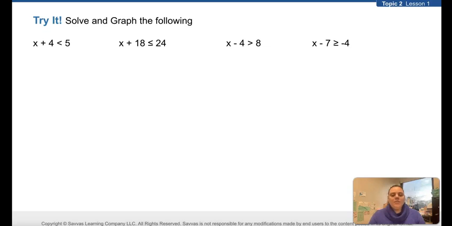So now I want you to try these 4 problems, solve and graph the following. Pause the video, quickly try these 4 problems, and press play when you're ready to see the answer.